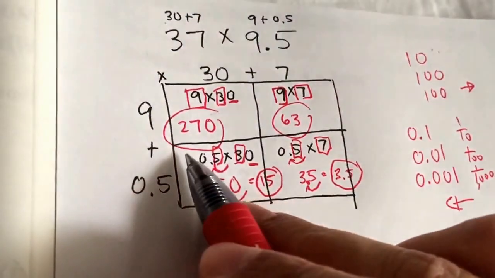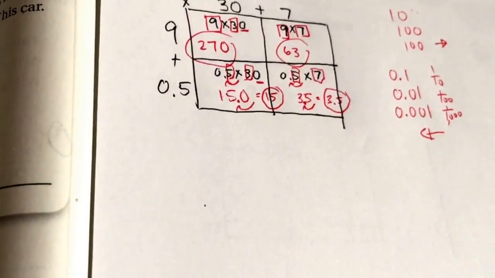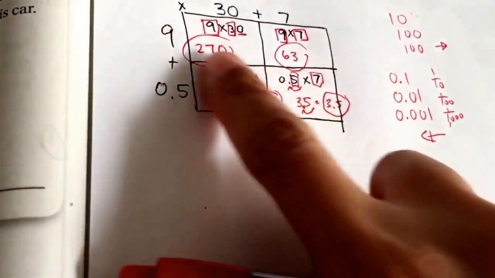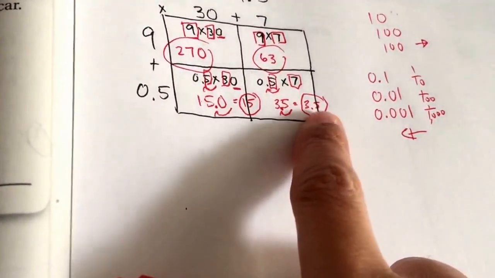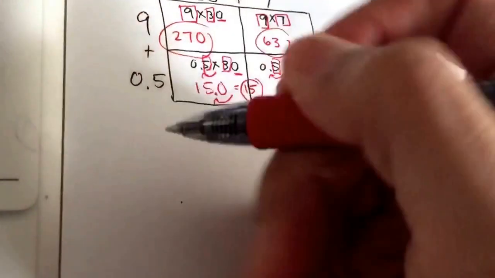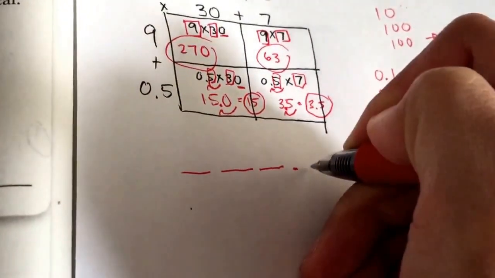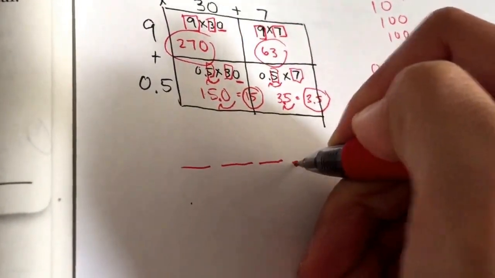So we have 270, 63, 15, and 3 5/10. This is where a lot of students make a mistake because they don't line up their decimals. Here, our largest number is in the hundreds place because that's the largest one, hundreds. And our lowest one is in the tens place. So what I'm going to do is draw a little cheat sheet. And sometimes I'm just going to go above and beyond.